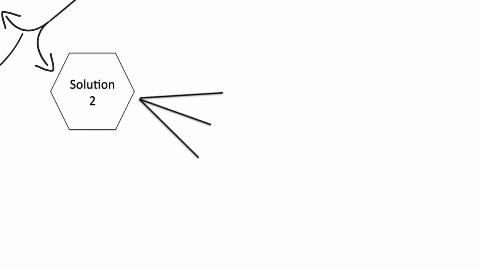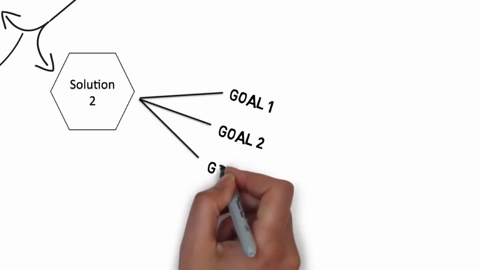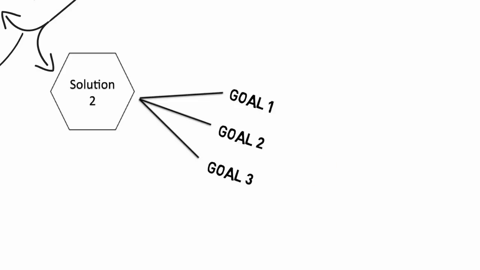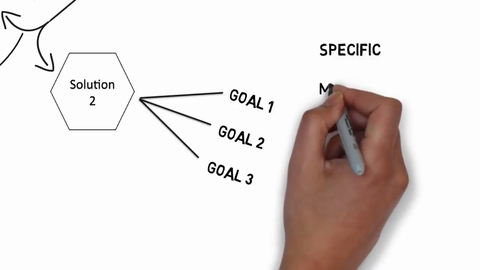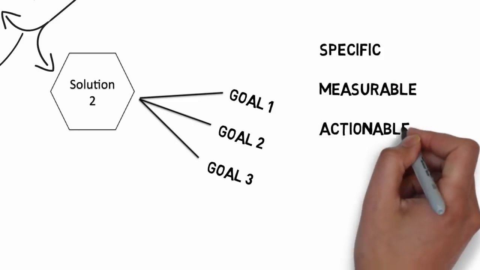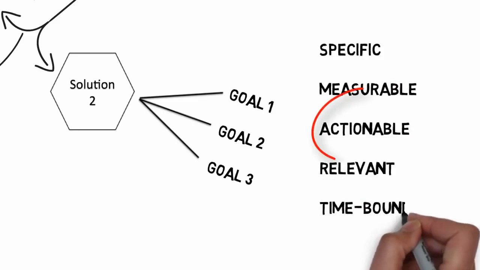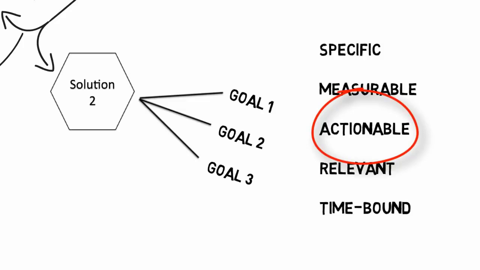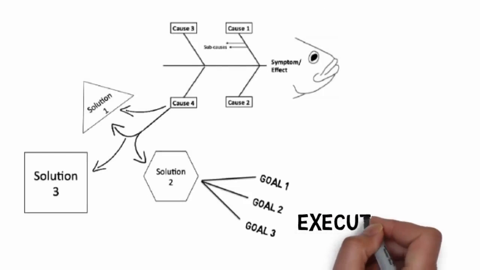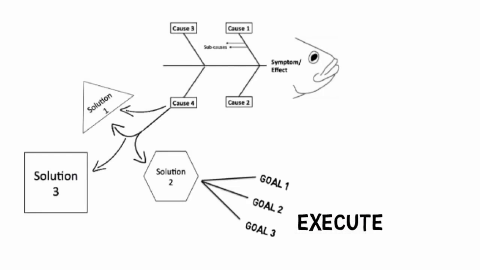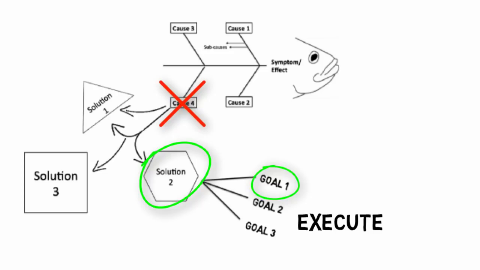After selecting a solution, we need to develop goals that we can execute. Well-structured goals are SMART, meaning the goals are specific, measurable, actionable, relevant, and time-bound. Actionable is a key aspect of goals that takes us to the next step of problem solving, execution. Execution is where we focus on implementing the actionable tasks in our goals, designed to achieve our solution. As the solution is achieved, the root cause should be reduced or eliminated, and we can then move to assessment.